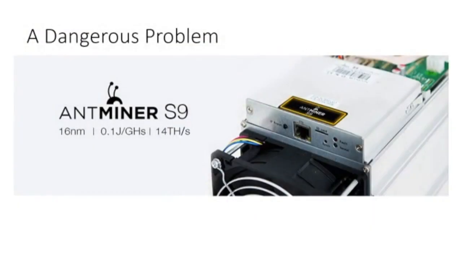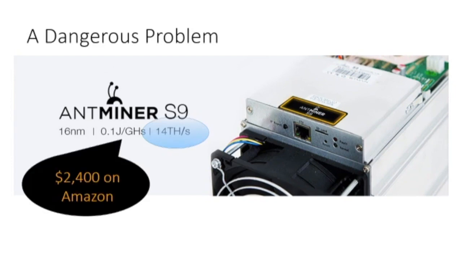If you look at the specs for this machine, it says 14 TH per second. What does that mean? It means that this little machine is computing 14 trillion SHA-256 hashes per second. Now that's a pretty impressive number. And what makes this even more concerning is this machine is not particularly expensive. If you have $2,000 sitting around right now, you could go on Amazon and actually buy one of these machines.